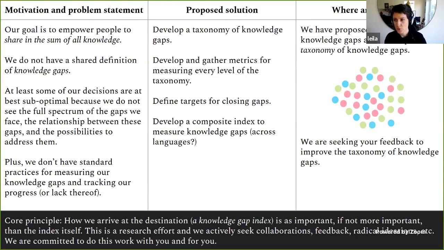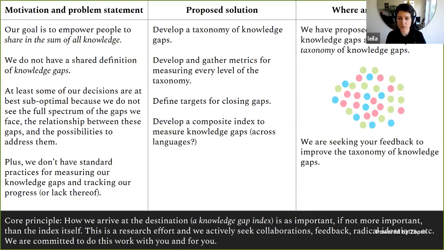We have proposed a solution. This solution we proposed in 2019, and we are now basically in the execution stage of the different stages of the solution. The final step is developing a knowledge gap index, an index that is going to help us measure what the different gaps are across the Wikimedia projects and what the relationships between them are.